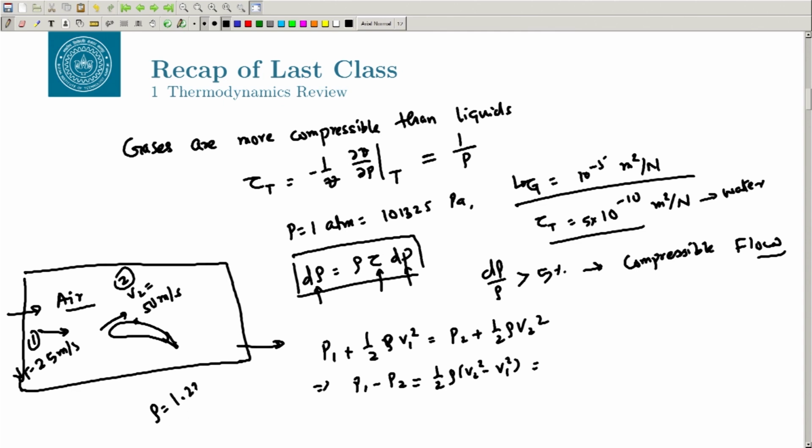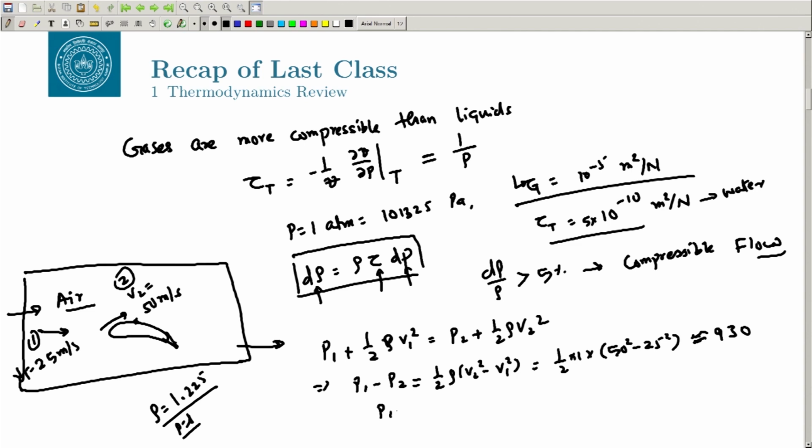Its value is around 1.225 or something like 1.3 kg per meter cube, but for simplicity just take rho equal to 1, it will not change the conclusion that we want to find out. So, this will be 1 by 2 into 1 into 50 square minus 25 square. That is like 2500 minus 625, so something around 1900 by 2. So, this is 950. So, this value will be around 930 or 950, right.